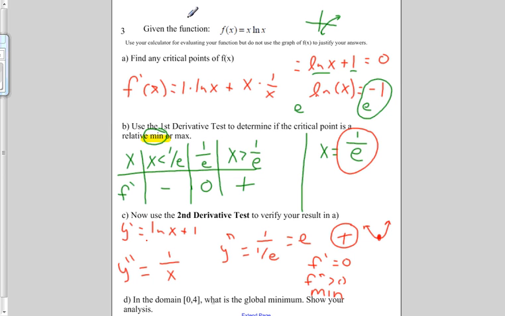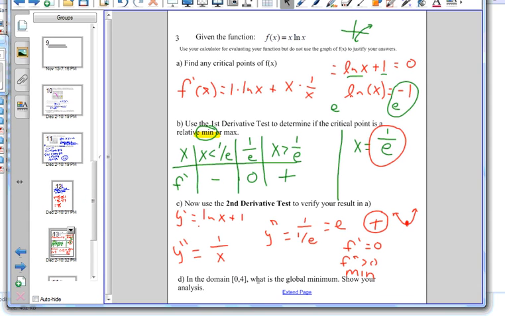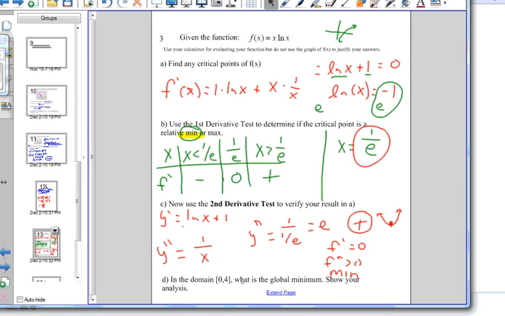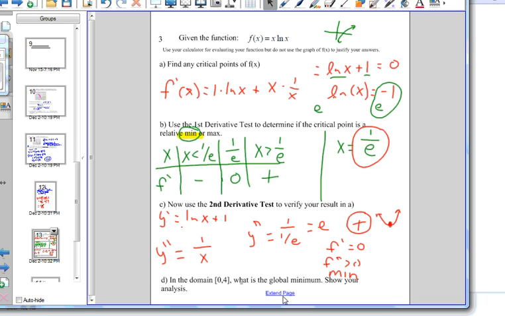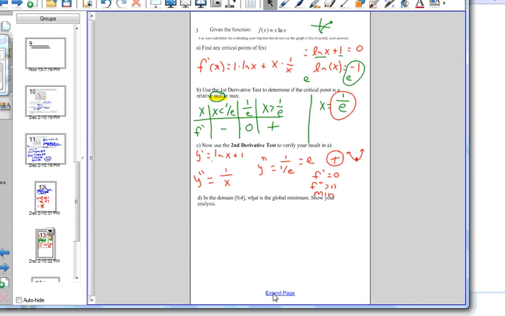Okay. Let's see. The next question says, in the domain 0 to 4, what is the global minimum? Show your analysis. So to find the global minimum, we know that there's a local min when x equals 1 over e.